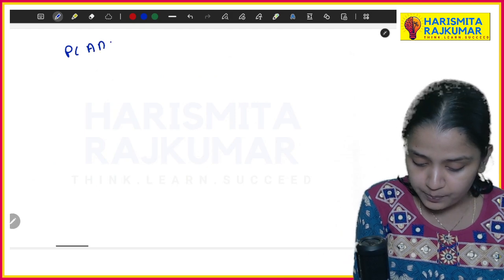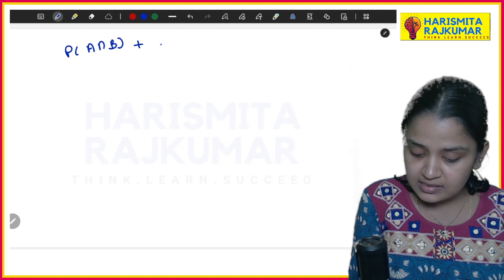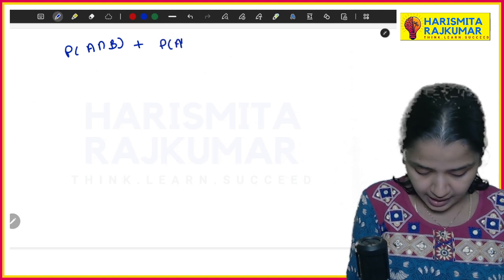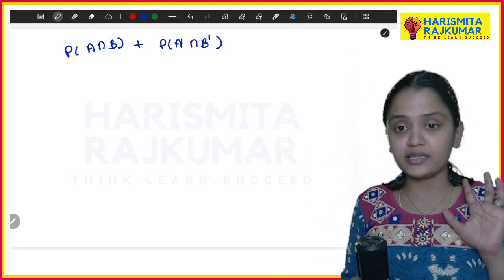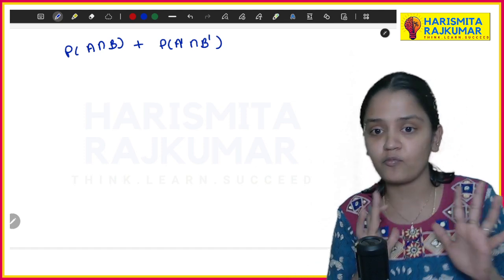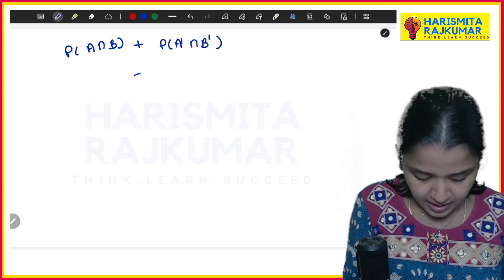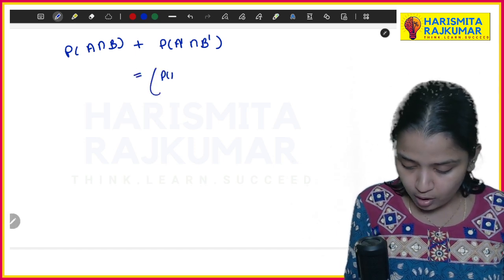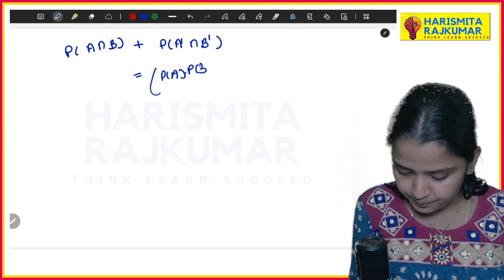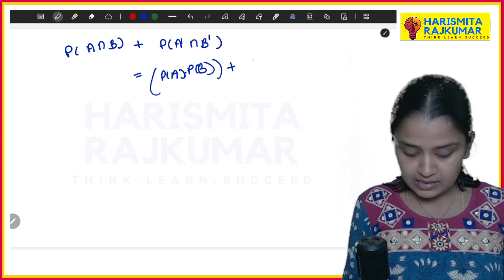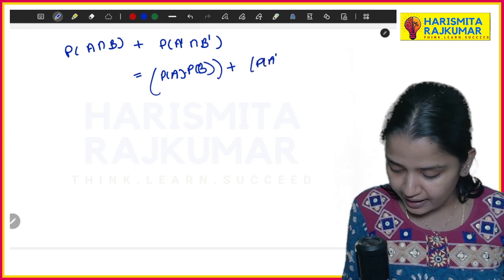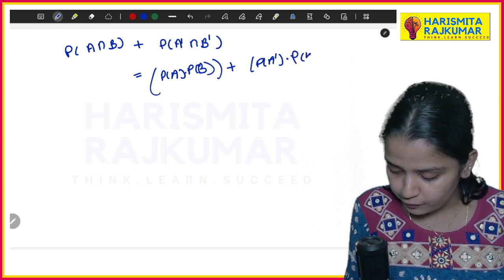So A and B both agree, plus A dash and B dash, both disagree together. That is what they are asking, like they are on the same wavelength. When are they on the same wavelength? It is P of A into P of B plus, since they are independent events, P of A dash into P of B dash.